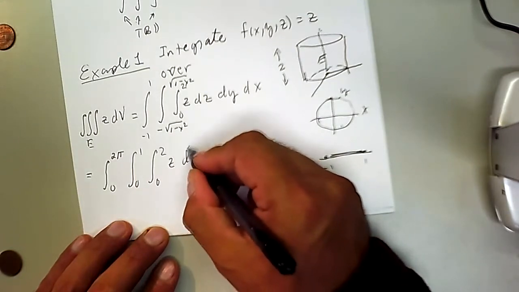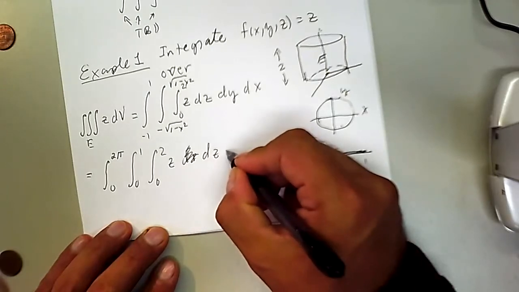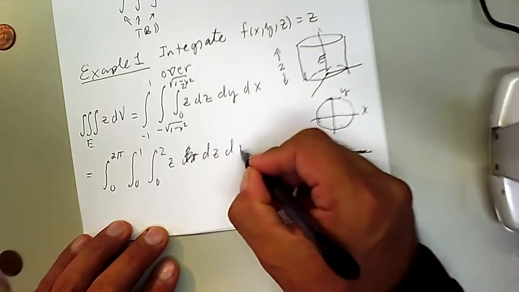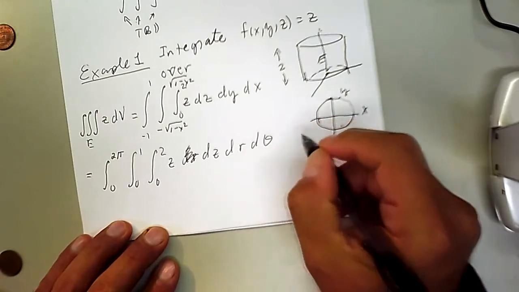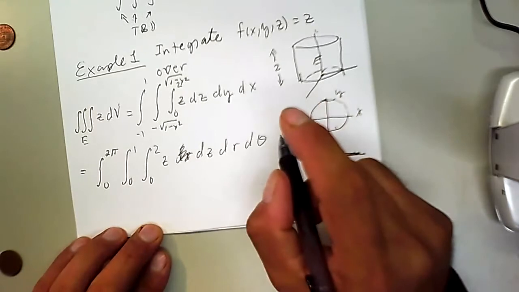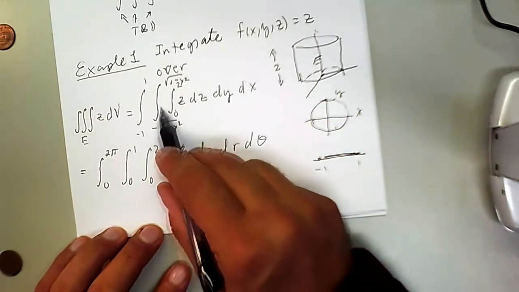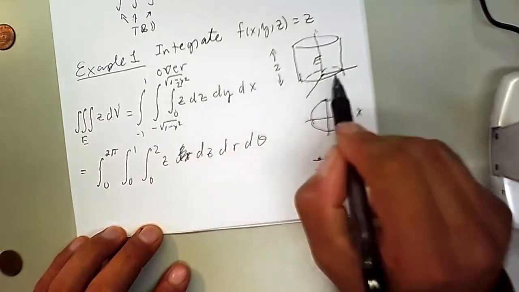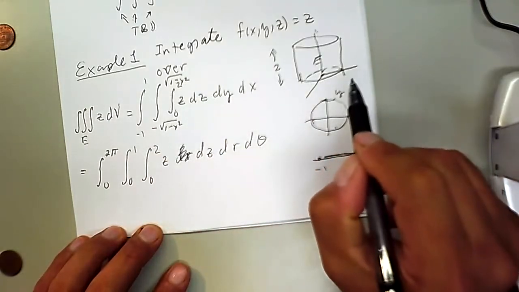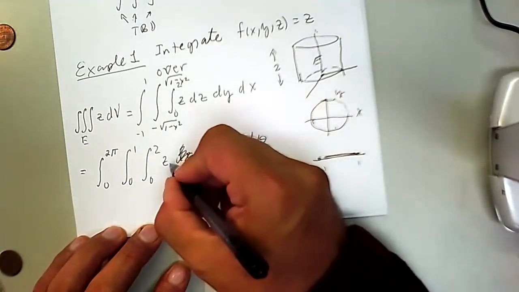Whoops, I meant to say dz, dr, d theta. And I just realized again, I'm missing something. So when we are doing a change of variable, there is an extra factor that is missing, and that is r. So we should put an r in here.